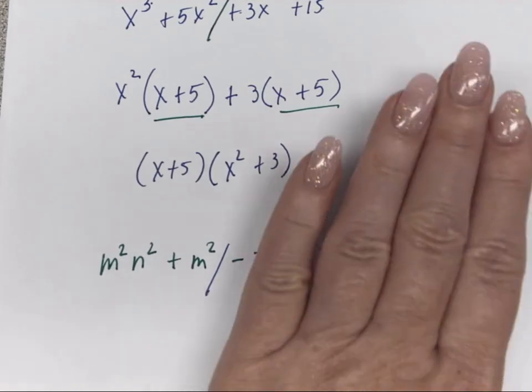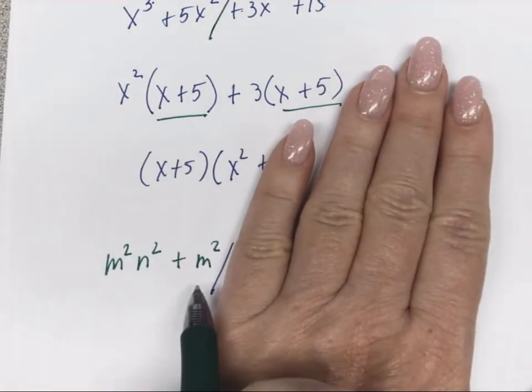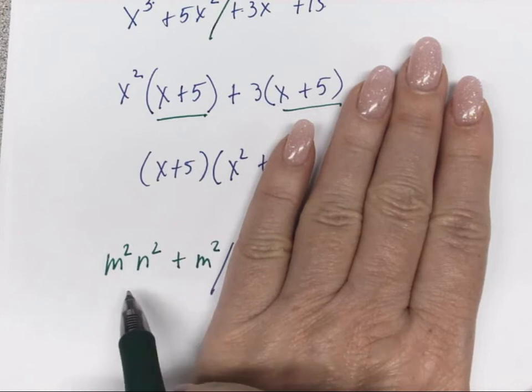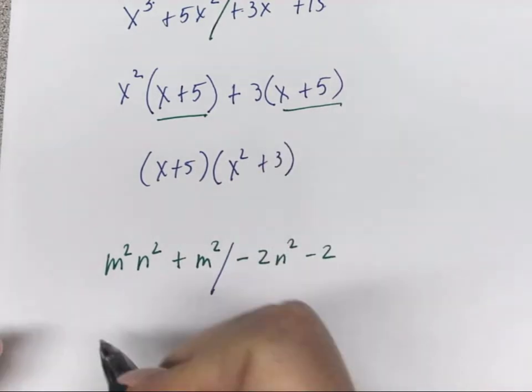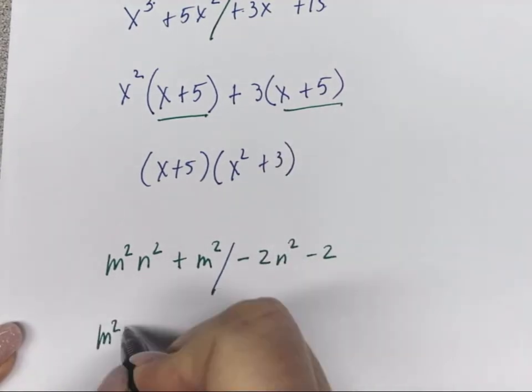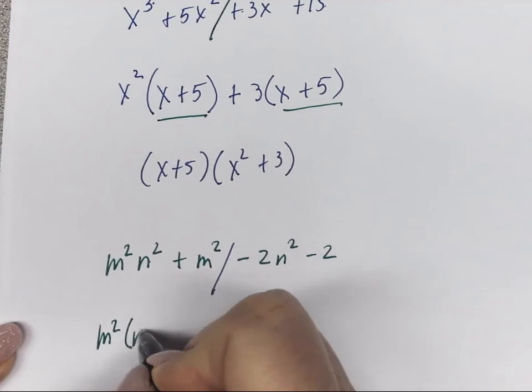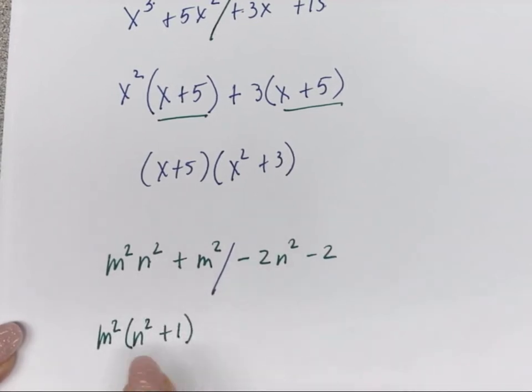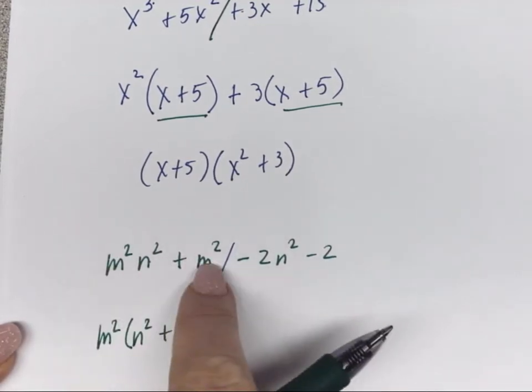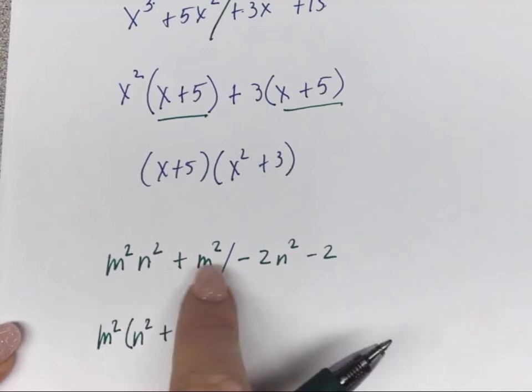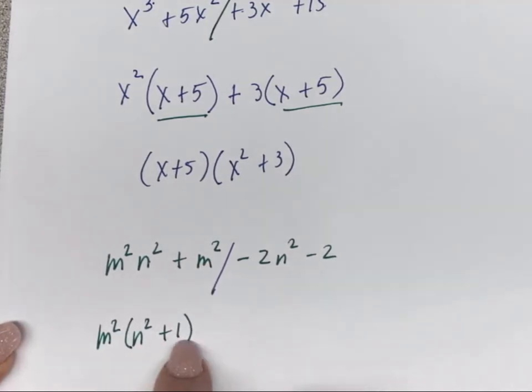On the first half, they both have an m squared, and that's all that they have in common. So I will factor out an m squared, and I'll have an n squared plus 1. Remember, you have two factors, or two terms, you have to have two terms in there.